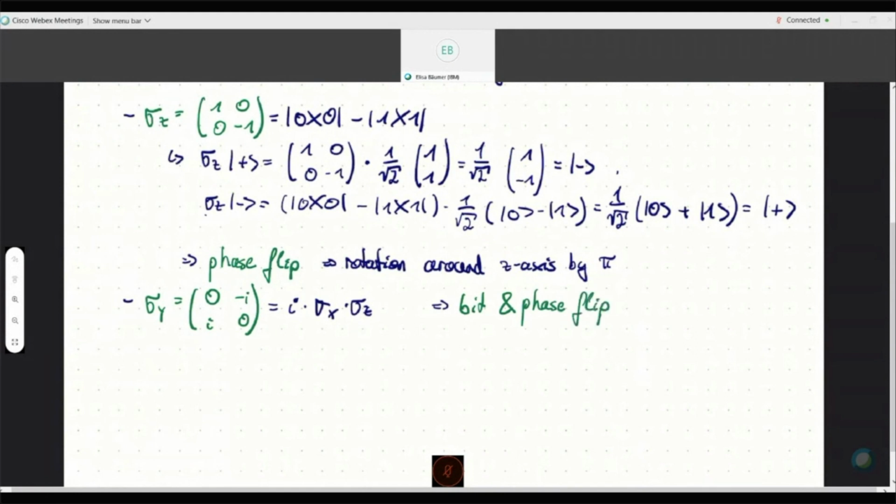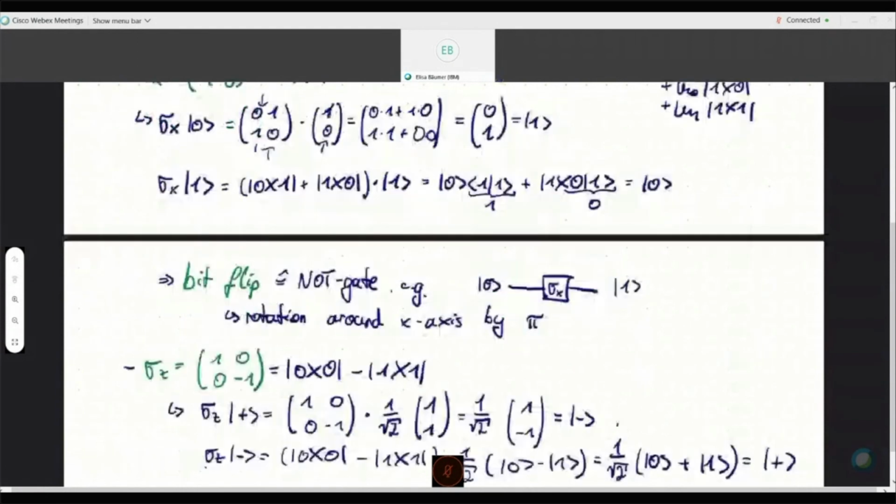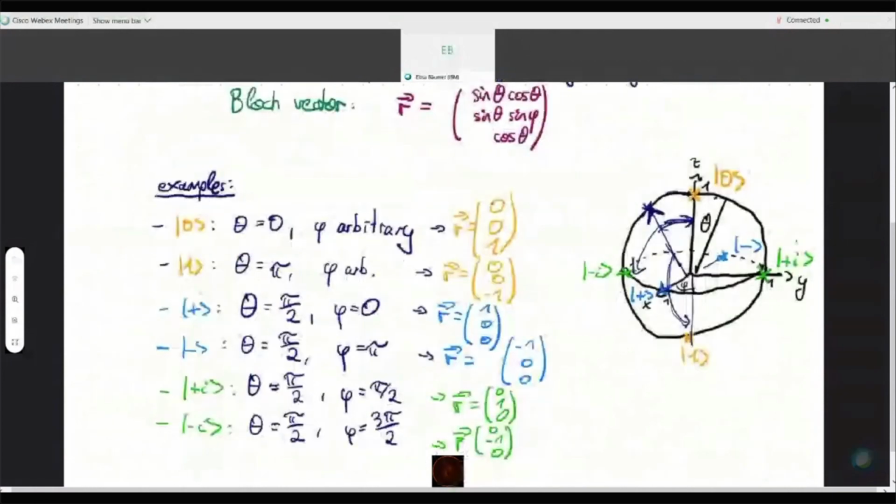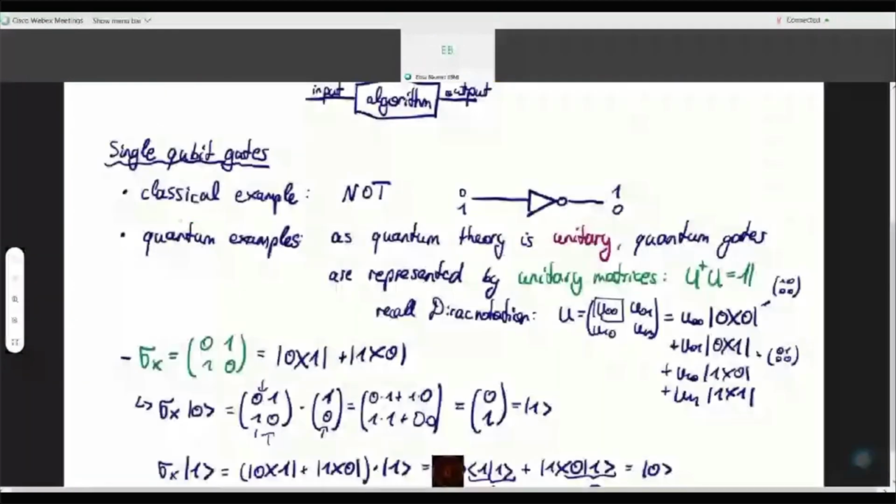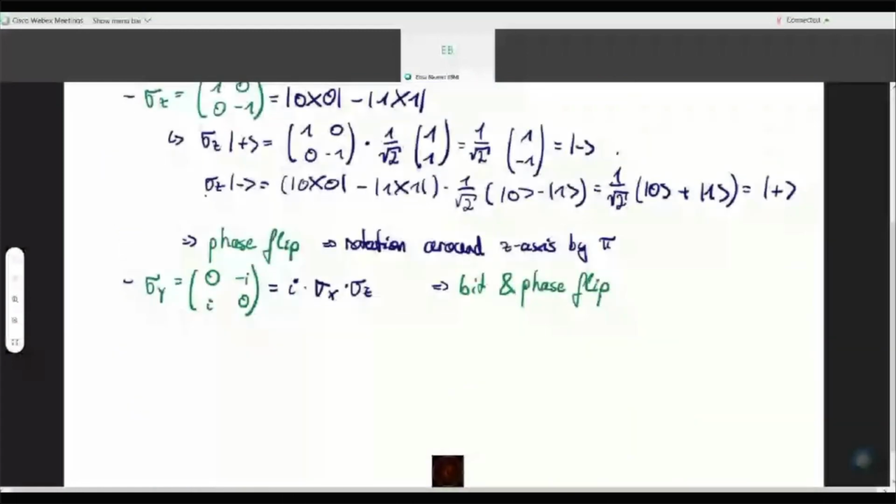And of course, in general, it's a rotation around y. Because, well, on the Bloch sphere, if we do first a rotation around x and then a rotation around z, both by pi, then in the end, that would be a rotation around y, also by pi, by 180 degrees. Now, these matrices are quite important in linear algebra because they have a lot of nice features. And we call them, as I have said several times already, the Pauli matrices.